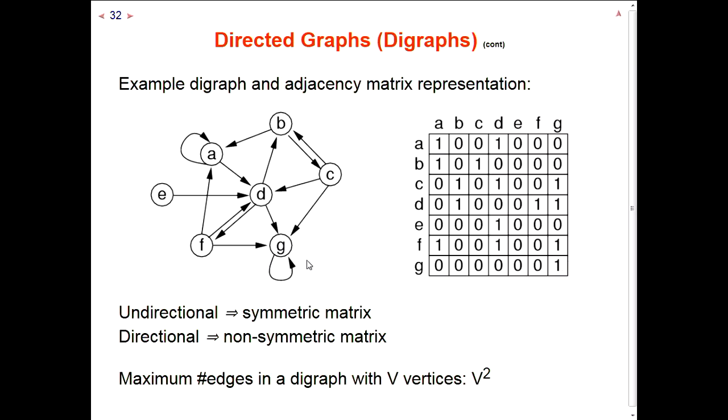The maximum number of edges in a digraph with V vertices is now twice the number that we had before, plus the fact that we consider loops. So now we can really have as many edges as we have cells in this matrix. So it's no longer V times V minus 1 divided by 2, but here we consider that the maximum number of edges is V squared.